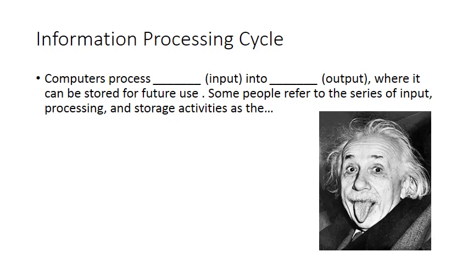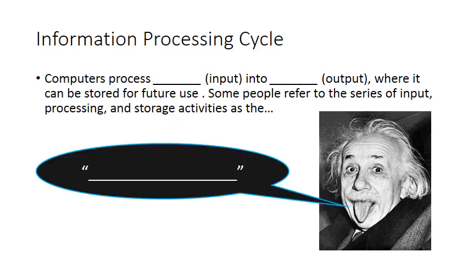So computers process blank into blank. Computers process data or input into information, which is output, where it can be stored for future use. Some people refer to the series of input, processing, and storage as the information processing cycle. So make sure you guys fill in the blanks here. This blank is going to be data. This blank is going to be information. This blank is going to be information processing cycle.